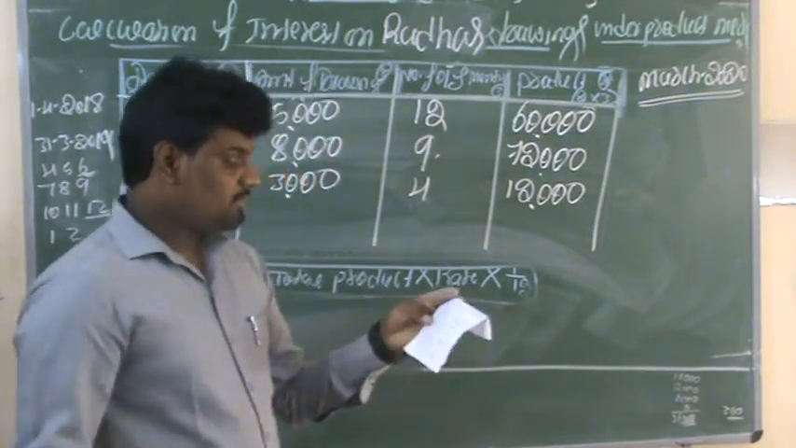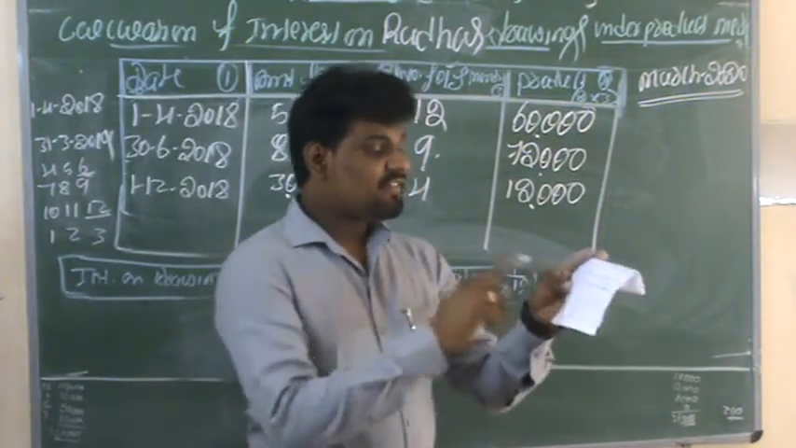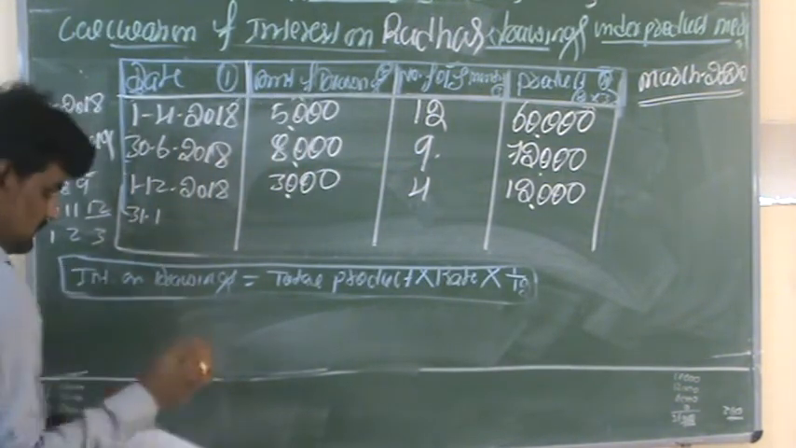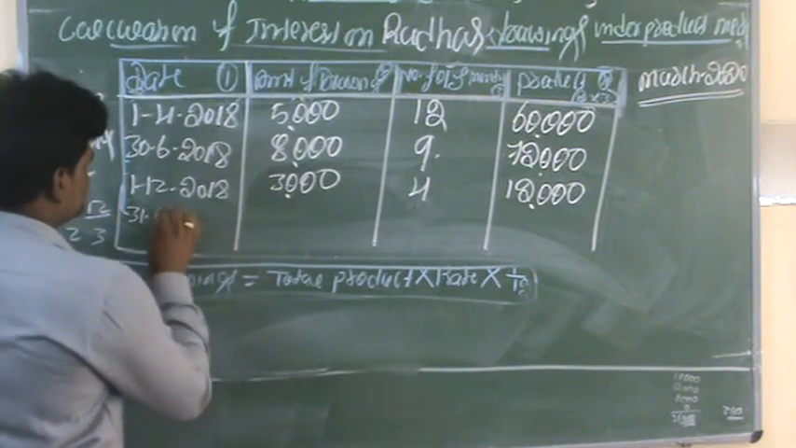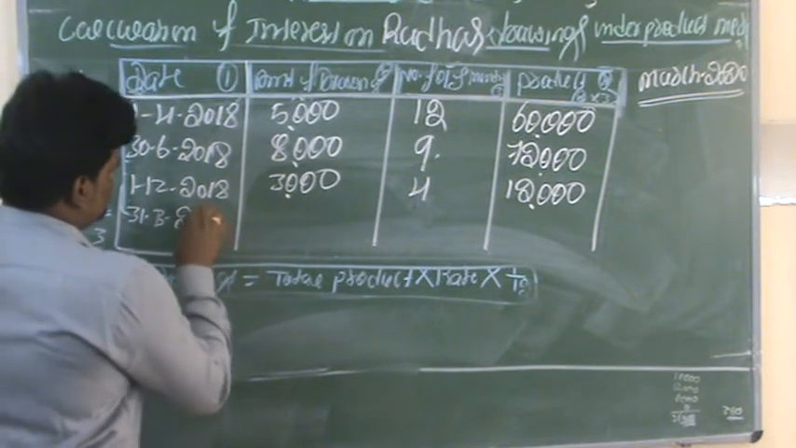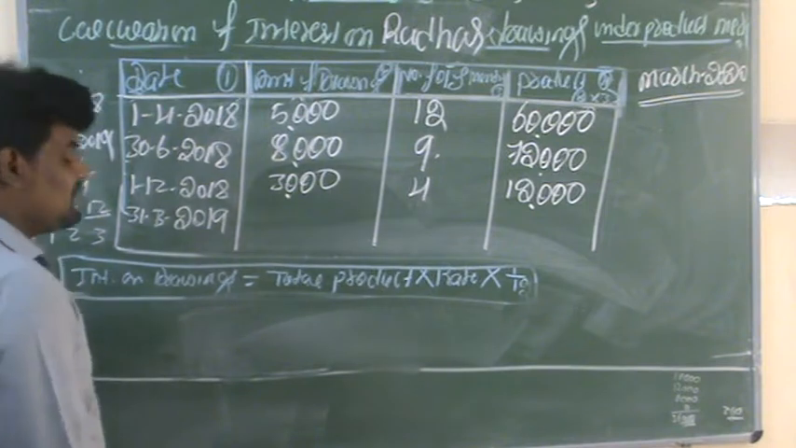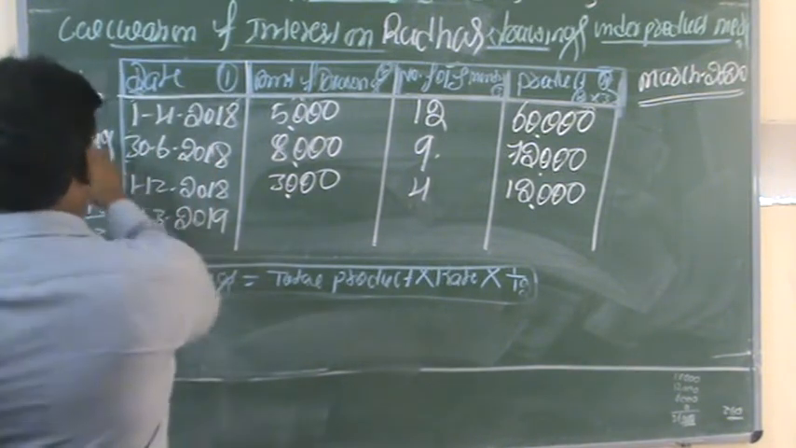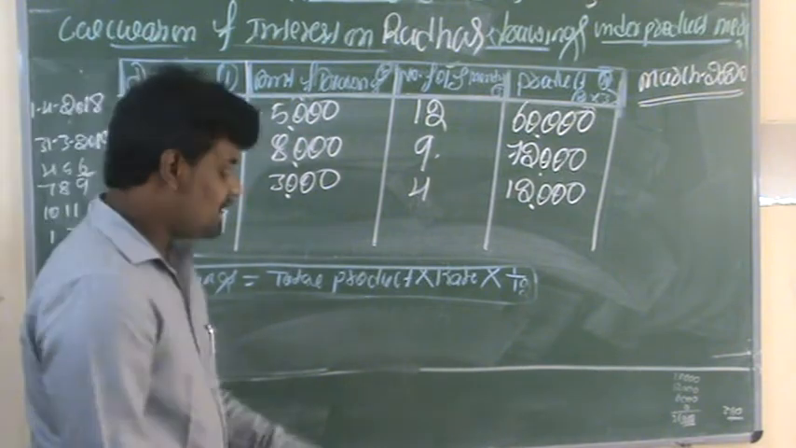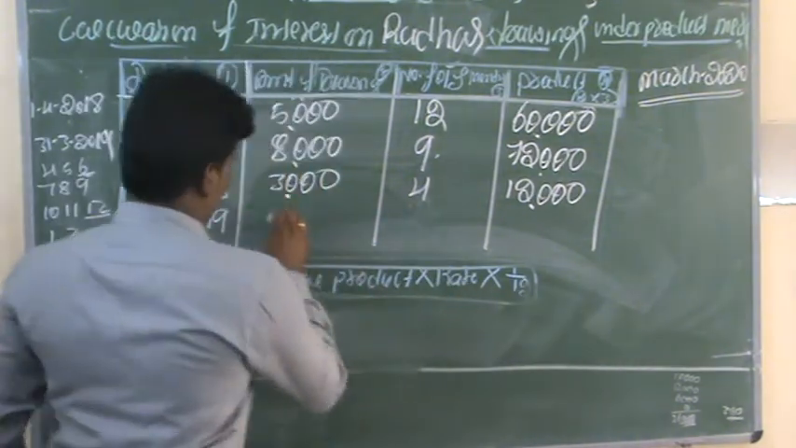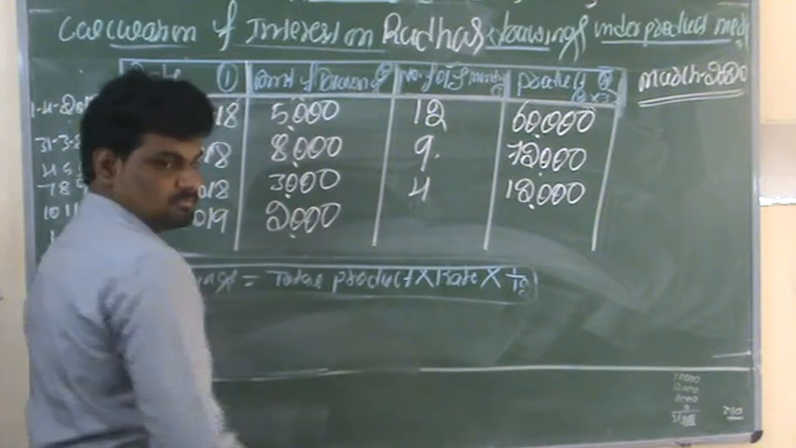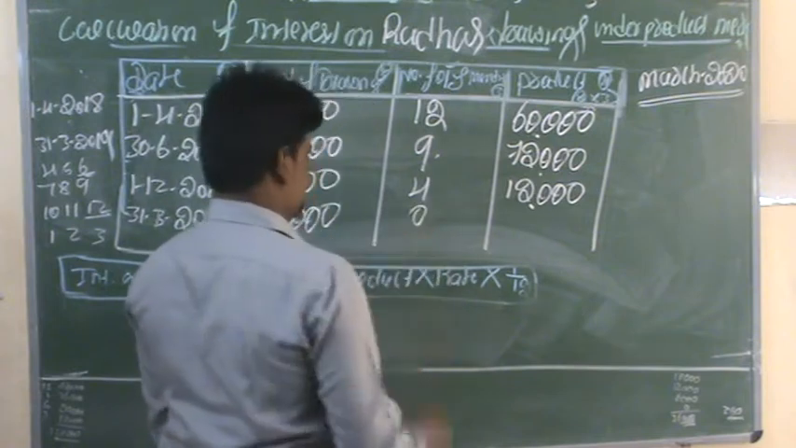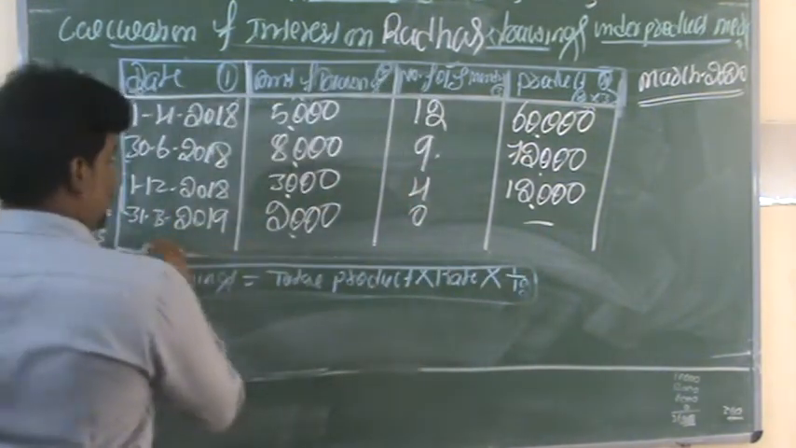Again they are withdrawing 2,000 rupees on 31st March 2019. This is the end of the assessment year, 2018 to 19. On this date the amount withdrawn is 2,000 rupees. For this drawing there is no need to take an outstanding period. It is 0, so there is no product.